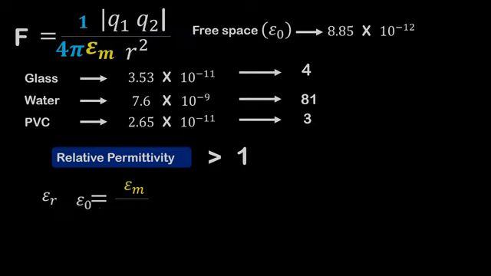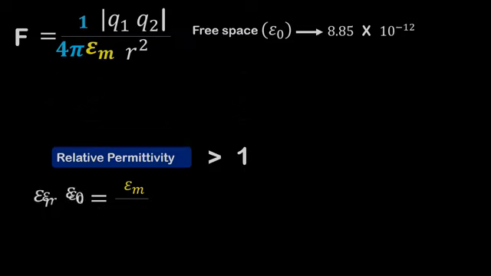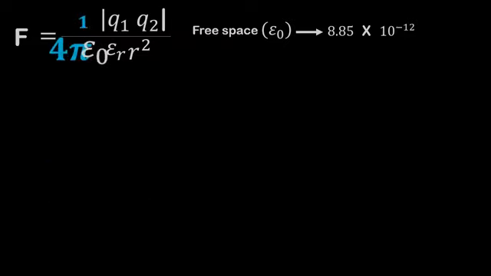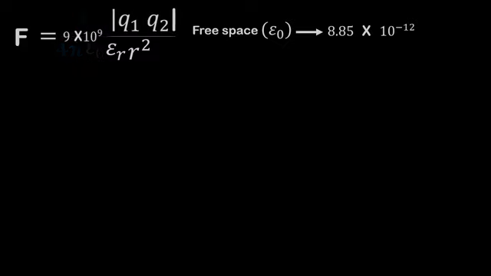We can use the formula of relative permittivity to express the permittivity of a medium as epsilon r times epsilon naught. Now let's replace the permittivity of a medium epsilon m in the formula for Coulomb force with epsilon r into epsilon naught. We know that 1 upon 4 pi epsilon naught is a constant value which is approximately equal to 9 into 10 to the power 9. We now have a modified equation for Coulomb's force in terms of relative permittivity epsilon r.